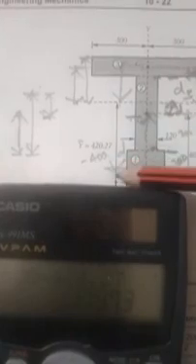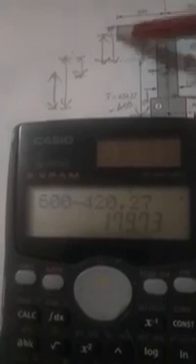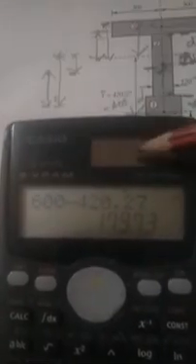See here in the calculator I used, total depth is 600. Total depth is 600 minus 420.27. So that 420.27 is here, and total depth 600 is here. Can you see here? Total depth is 600, so from here to here it is 420. If you subtract it, you will get the bigger line, that is 179.73.